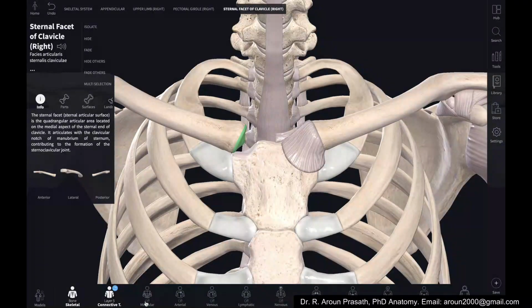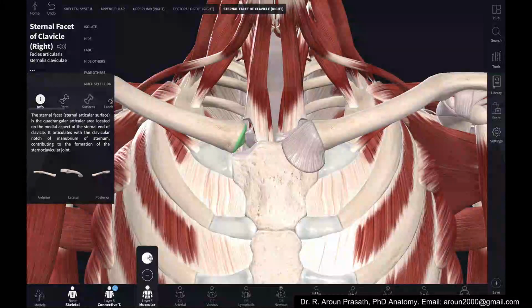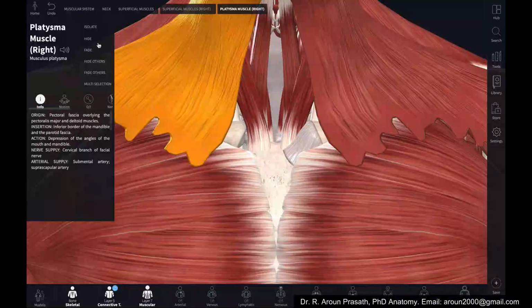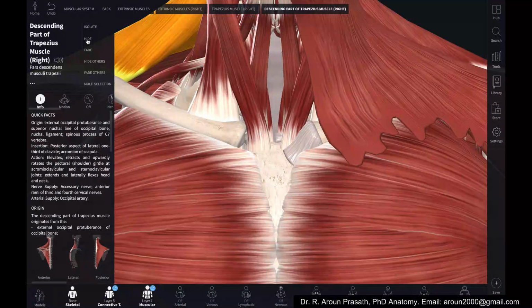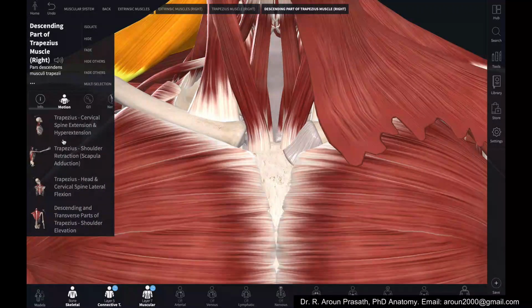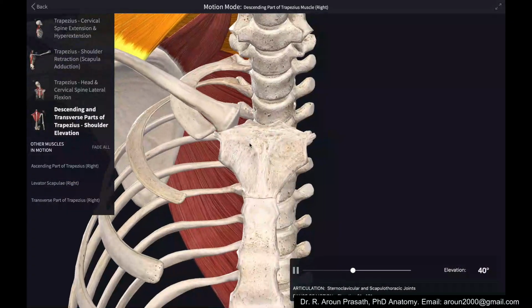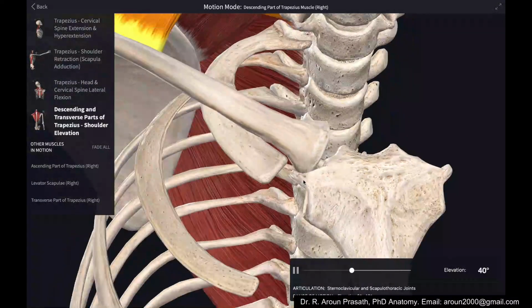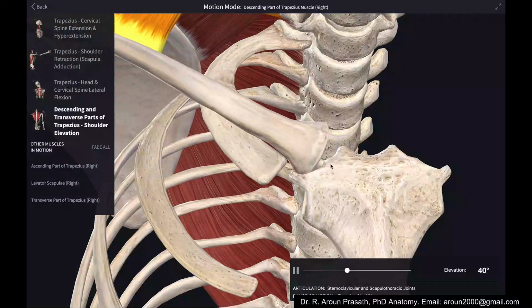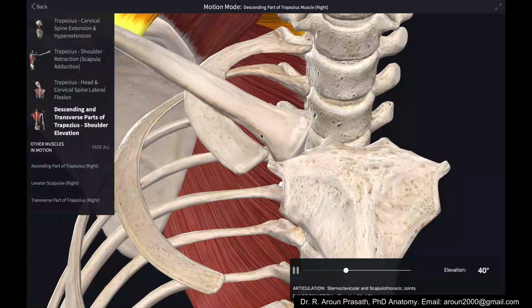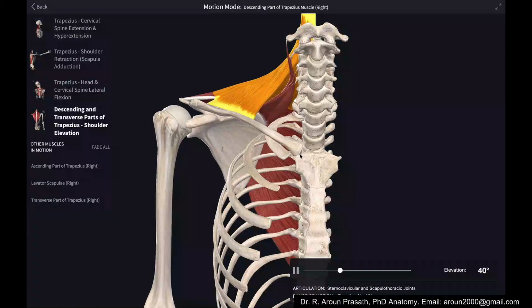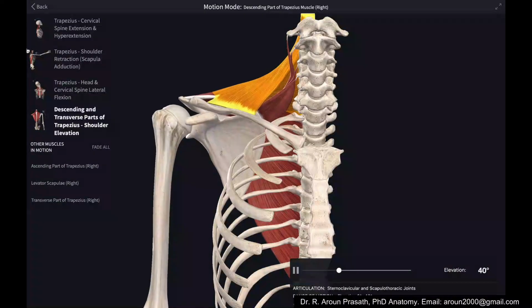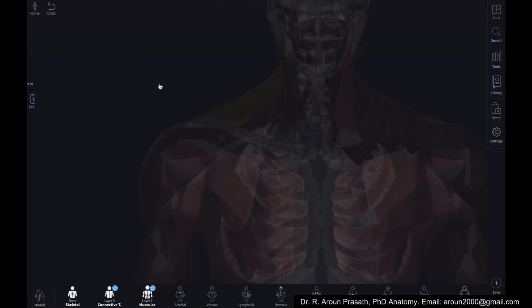Coming to the movements taking place in this joint, observe carefully the trapezius when it is elevating the shoulder. You can see the sternoclavicular joint allows a gliding movement. In fact the trapezius is responsible for creating movement in the sternoclavicular joint. Okay, let's go to the shoulder complex now.